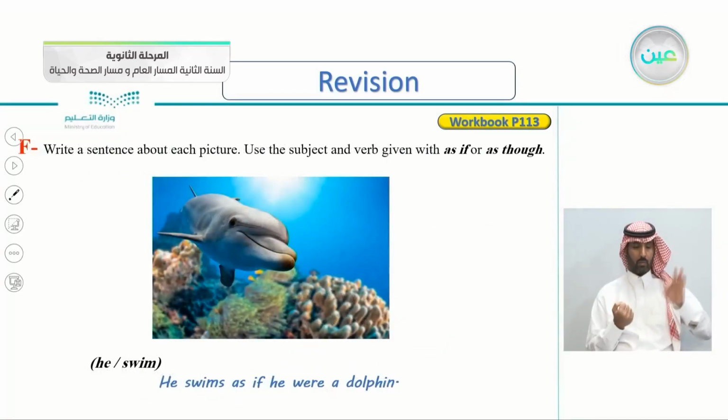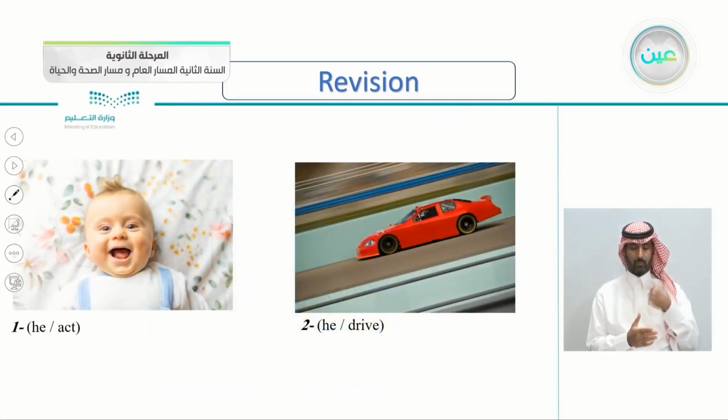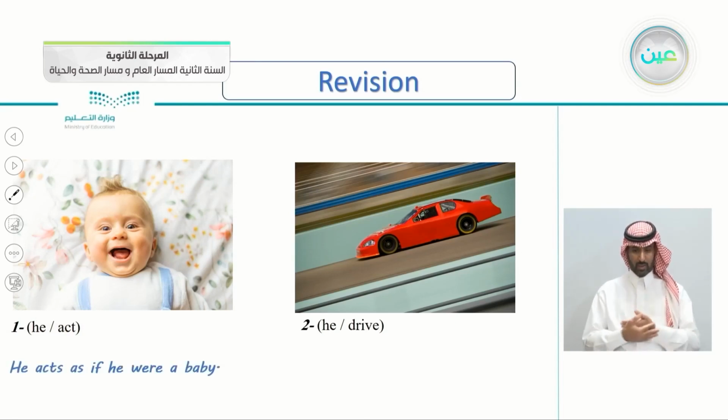Exercise F, write a sentence about each picture. Use the subject and verb given with as if or as though. Here's the he and swim and the picture of a dolphin. So we say he swims as if he were a dolphin. So now I think you understand the exercise. Number 1, this is a picture of a baby, and he acts as if he were a baby.